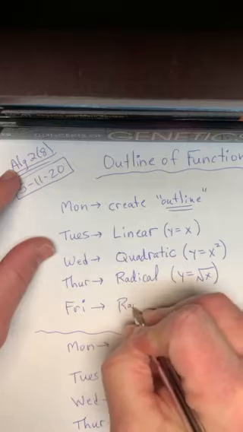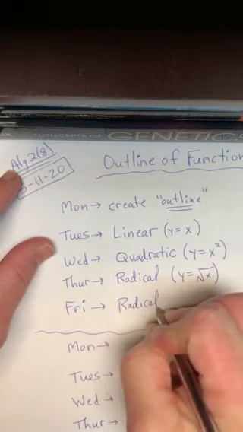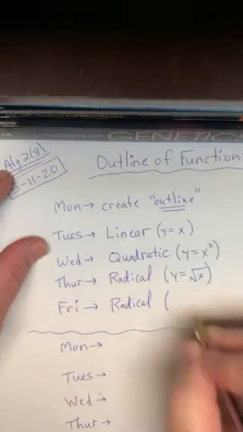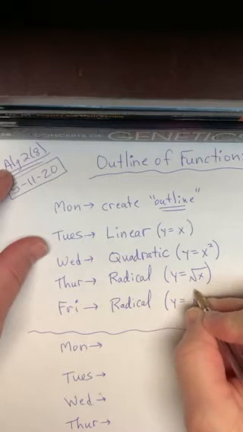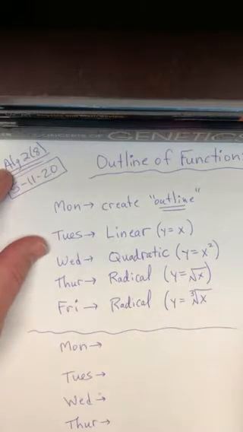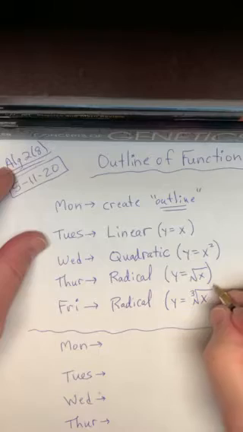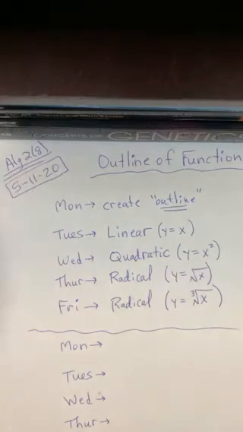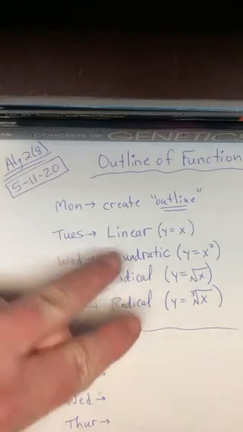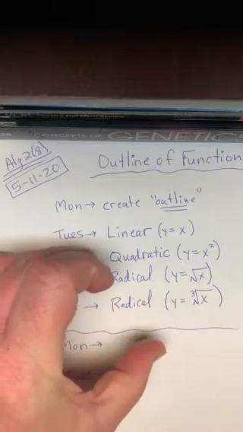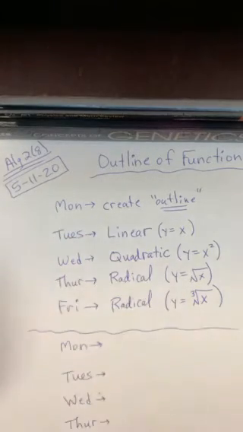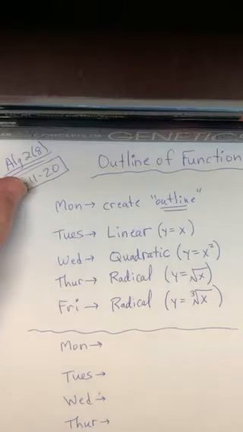Friday, the title will still be radical functions, but it's going to be y equals the cube root of x instead of the square root of x somewhere involved in your function. So they're very similar, but we do want to separate them because there's a distinct difference, and do those in 2 separate days. Okay? So far, so good.